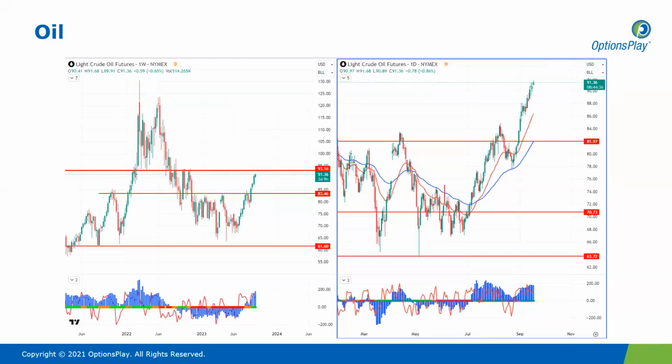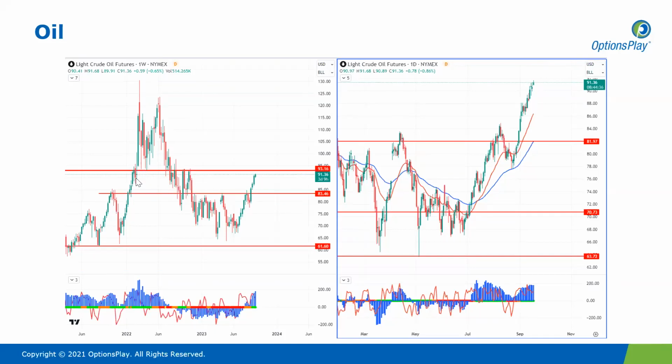Oil. So oil is quite overextended. This is more due to a fundamental reason. We know supply cuts are seeing oil prices shoot up higher, despite the fact that China data is still somewhat concerning, may lead to lower global demand, but the supply cuts right now are outweighing that, and we are seeing price continue to rally higher towards this 95 level.